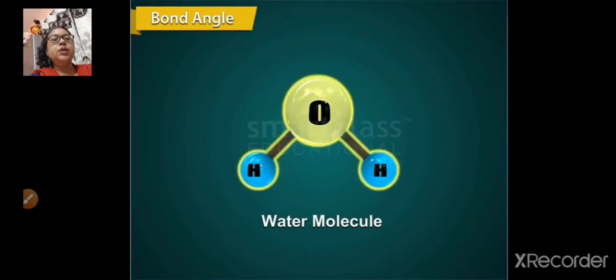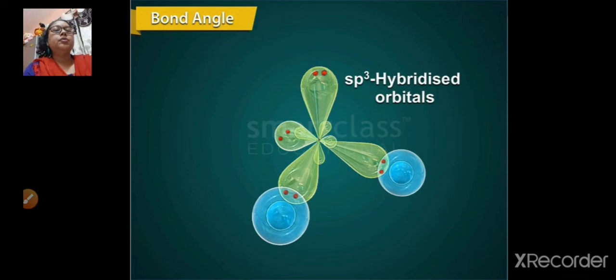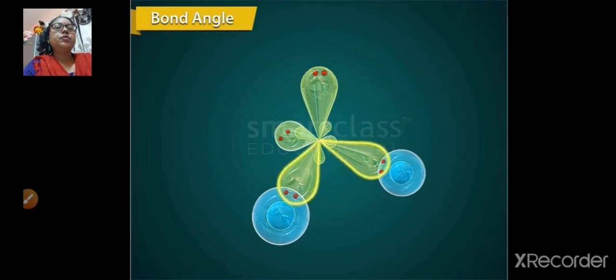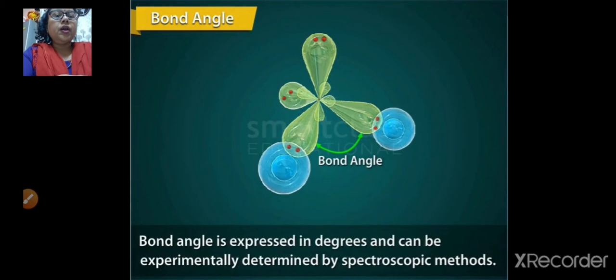For example, in water molecules, there is sp3 hybridization between the O-H bond, S and P orbitals. The angle between these two orbitals is the bond angle, and bond angle is expressed in degrees and can be experimentally determined by the spectroscopic method.